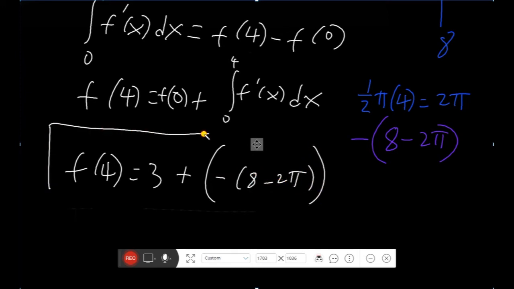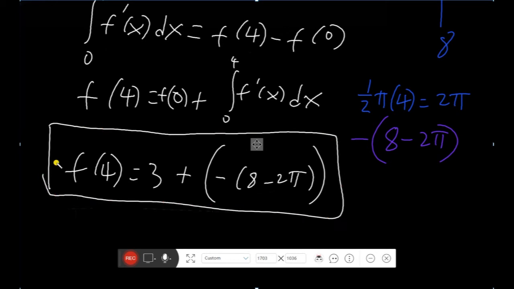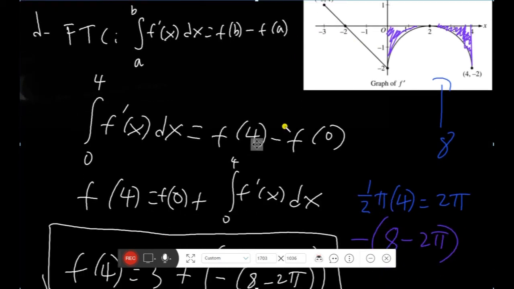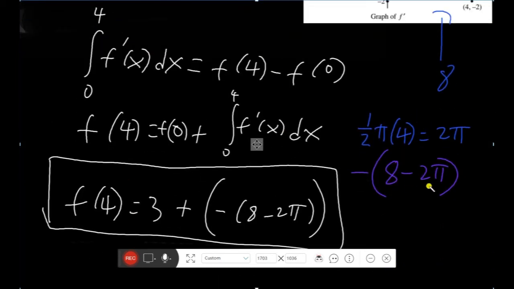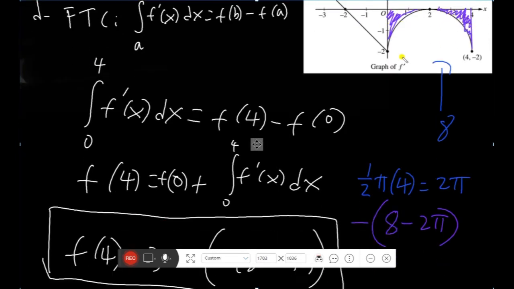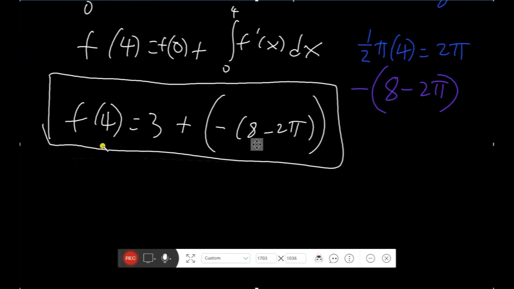Okay, and that's that. So this is a 3-point question. 1 point coming from finding the area of this net region in the triangles. Another point for getting f of -3. 1 point for figuring out this area of the semicircle, of the missing semicircle area. And then a 4th point for the correct answer for f of 4.